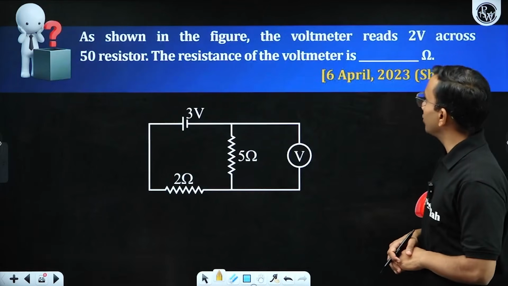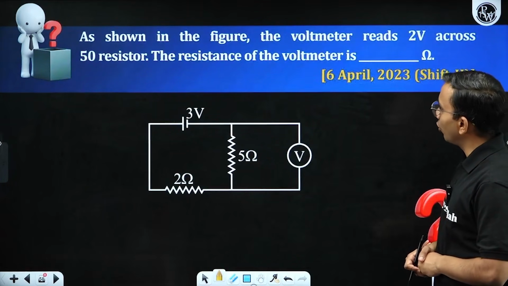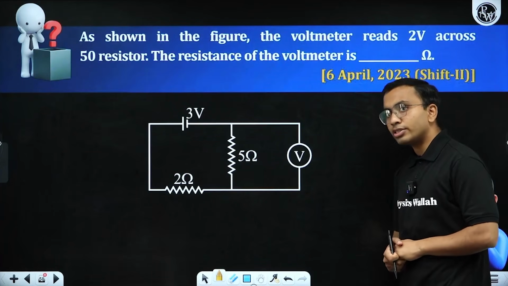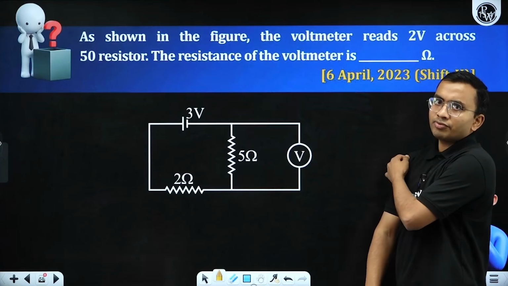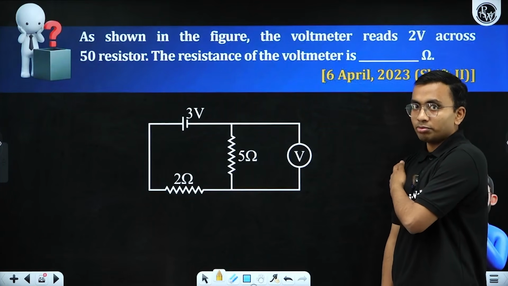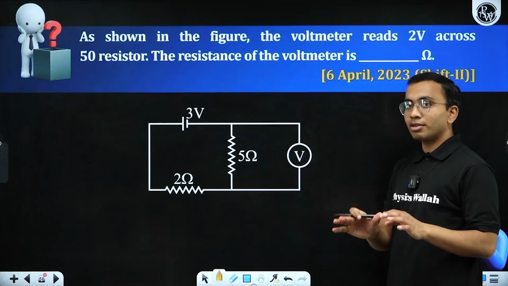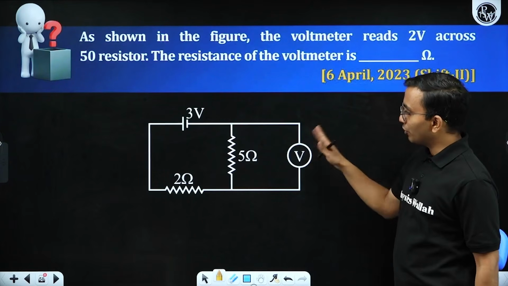Another question, as shown in the figure, the voltmeter reads 2 volt across a 50 ohm resistor. The resistance of the voltmeter. Now, here he is saying resistance of voltmeter, but we have understood that voltmeter is having infinite resistance. That is ideal voltmeter. If he is asking such question, it means the voltmeter is having some resistance which is not infinite. This is a real voltmeter. Now we need to find voltmeter.